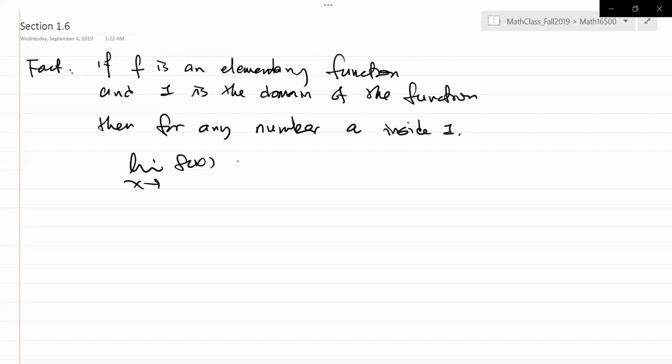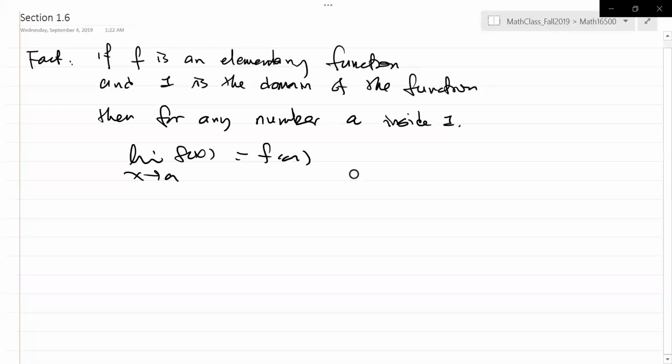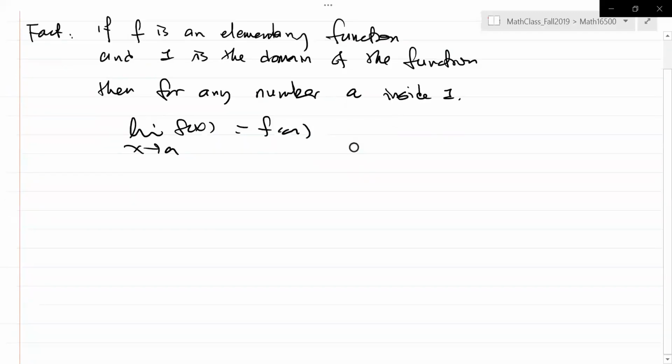Then if you have a number a inside the interval, which is the domain, then the limit of the function as x approaches a is just equal to the value of the function at a. It's very simple. It's easy to evaluate, okay? All you have to do is evaluate the function at the particular given point, okay?